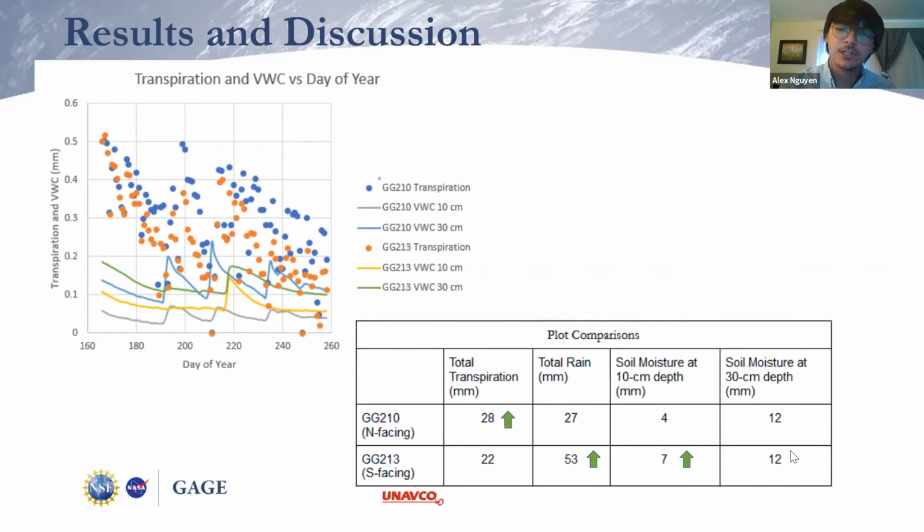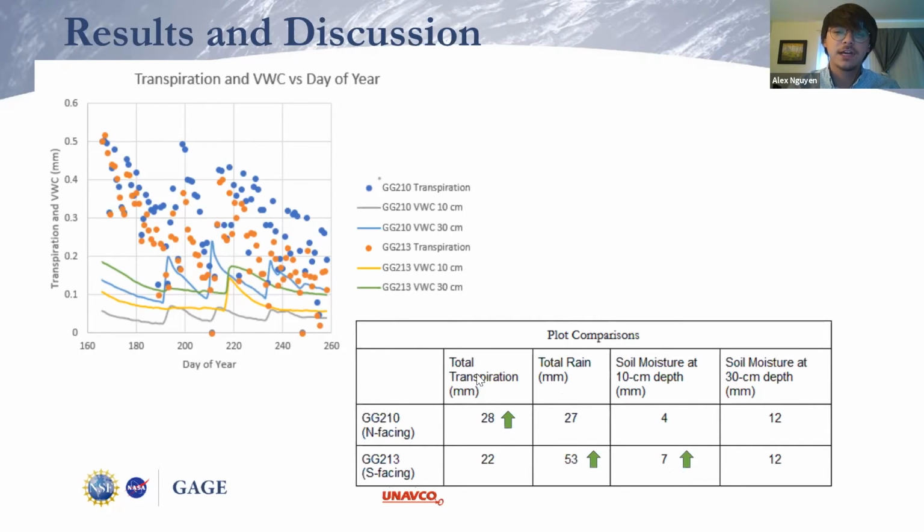So something important to notice here is that plot 210 had around 25% more total transpiration than plot 213, as we can see in this table. So while plot 210 showed more transpiration during this period, plot 213 had consistently higher soil moisture at 10 centimeter depths, and we can see that in this plot as well. And it also received quite a bit more rain than plot 210 comparatively.